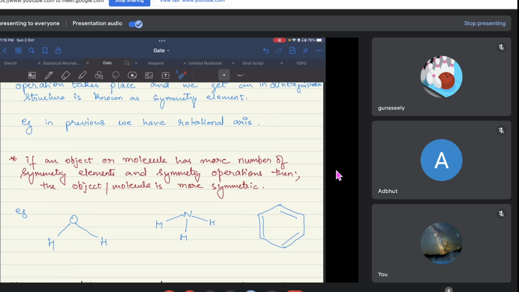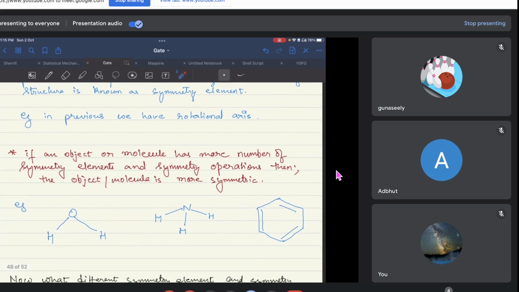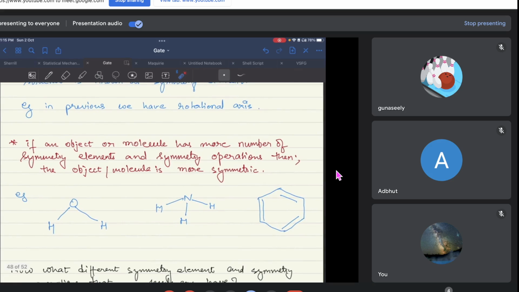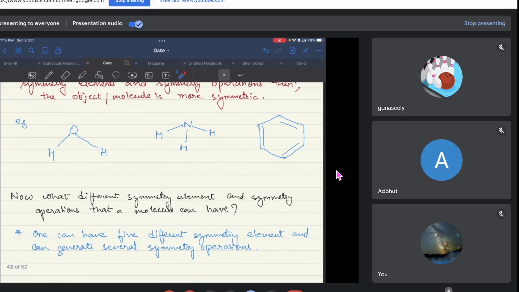Okay, so this you can do by yourself, it's easy. You will find out that the number of symmetry operations and elements is maximum in the benzene molecule, and hence benzene is more symmetric in comparison to the ammonia and water molecules. Now, what different symmetry elements and symmetry operations can a molecule have?